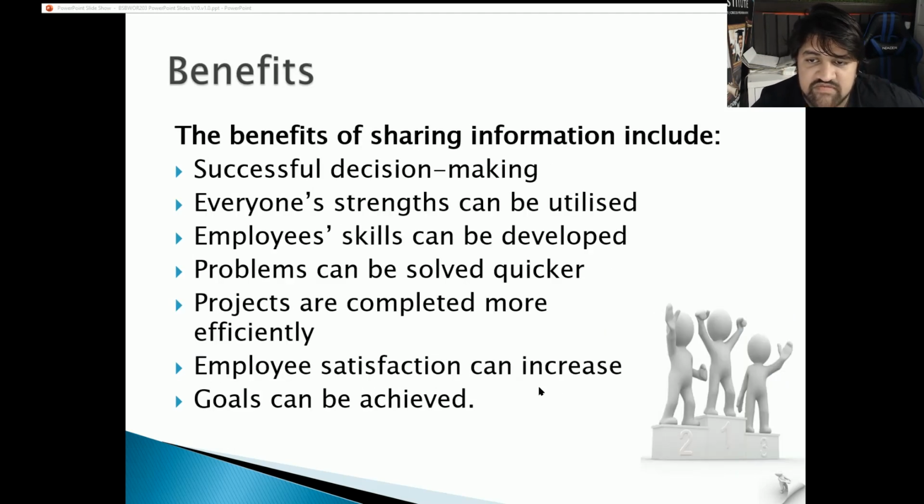Benefits of sharing information include successful decision making, everyone's strengths can be utilized, employee skills can be developed, problems can be resolved quicker, projects are completed more efficiently, employee satisfaction can increase, and the goals can be achieved.